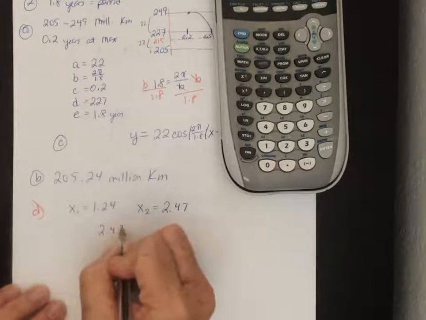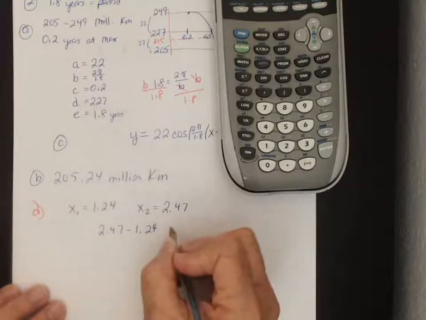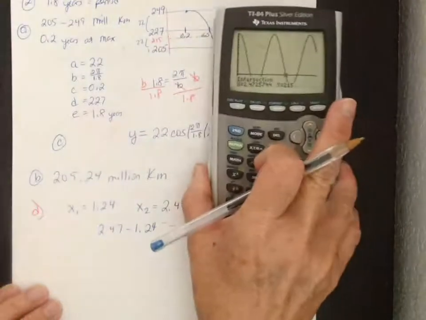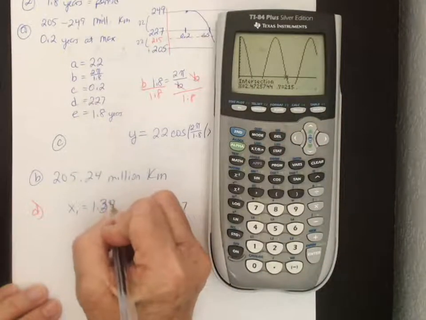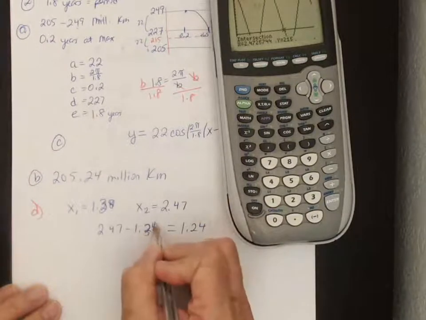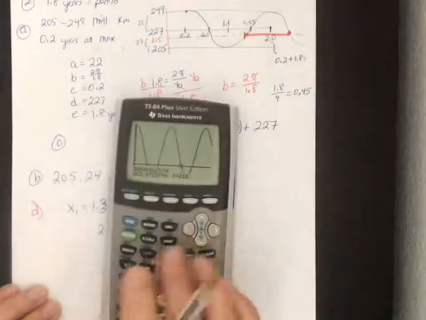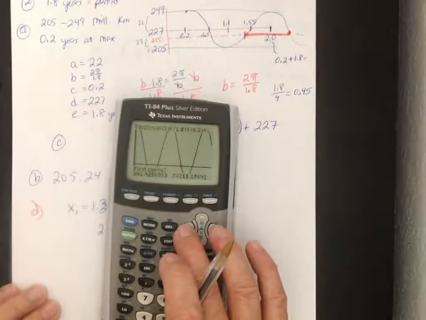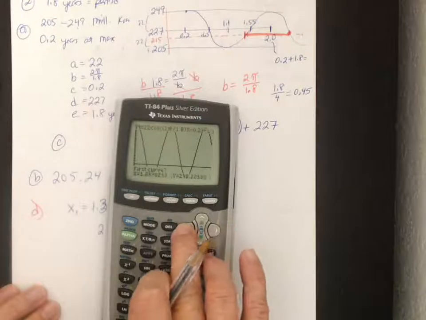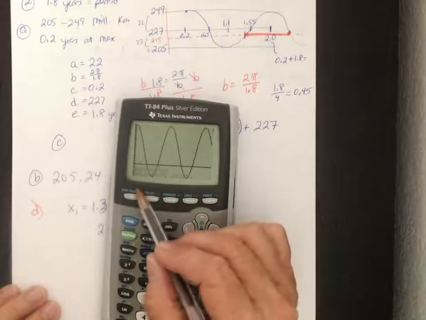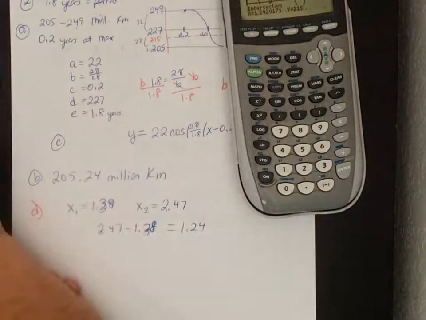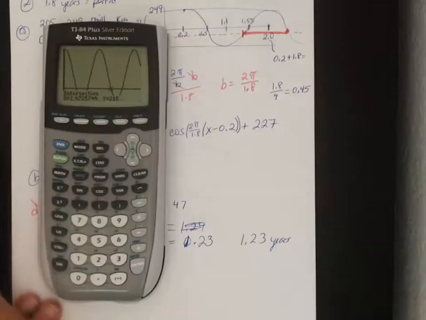So 2.47 minus 1.24. Was that 1.38? Excuse me. I already had the answer written down. Equals 1.24. And we can just double check that. Let's just come back over here. I got ahead of myself because I'd already calculated this. Oh, the intersection was at 1.24. Okay, let's pause for a second. Let me redo this. And there we go.